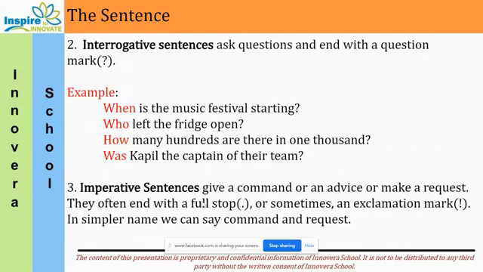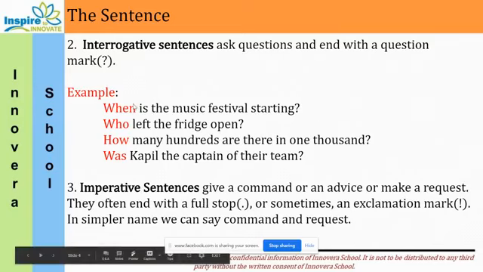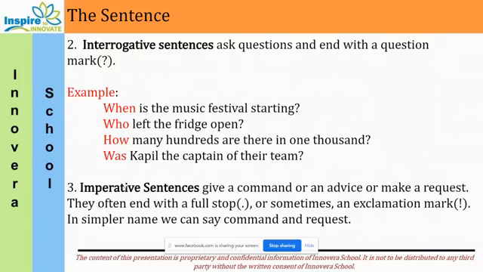What is an interrogative sentence? When we are asking a question. Whenever we need to get information, we use an interrogative sentence. It also begins with a capital letter and ends with a question mark. Since we need to get information, it begins with words like when, who, how. Whether it is a yes no question or an information based question, we use a question mark at the end of the sentence. And this is an example: When is the musical festival starting?